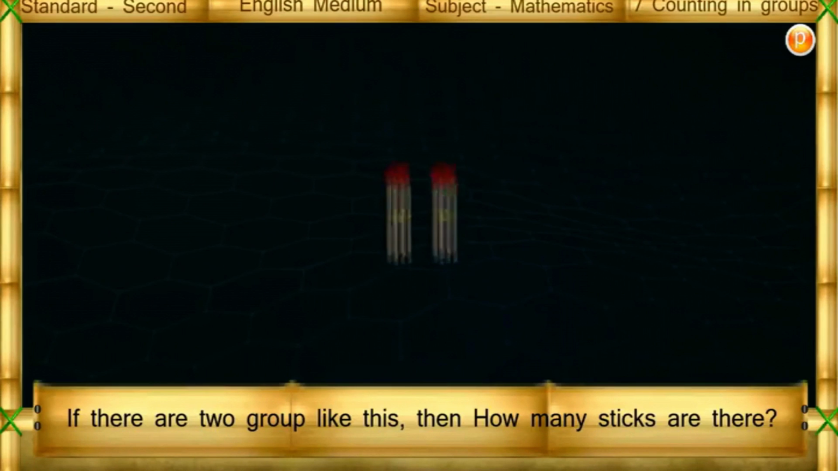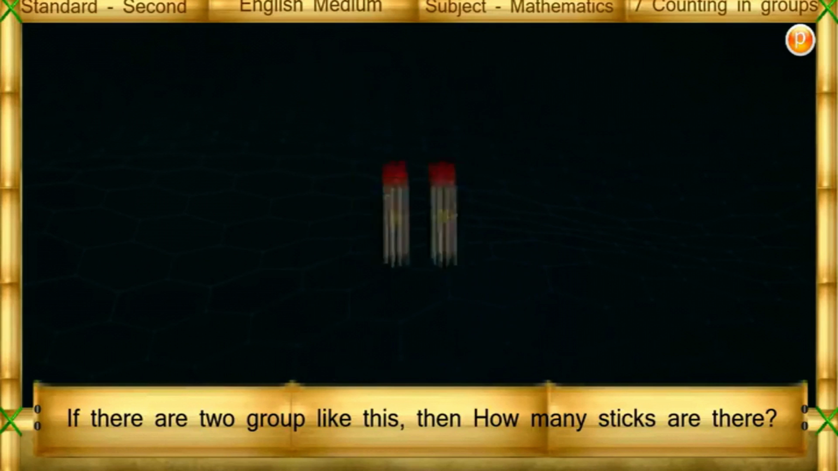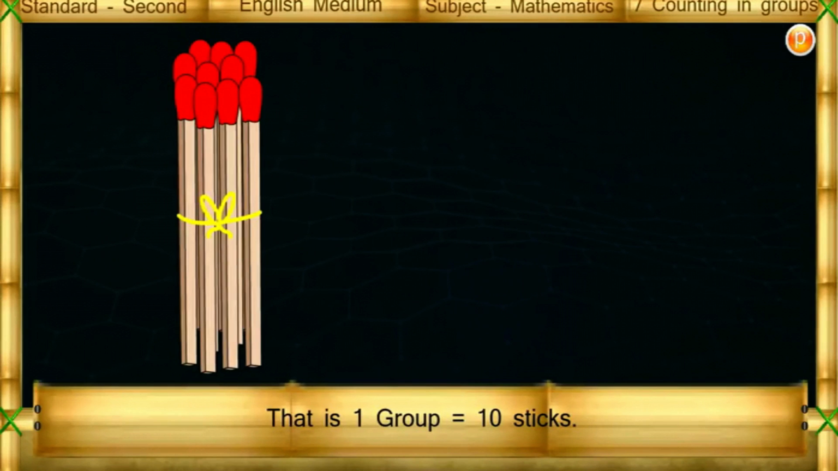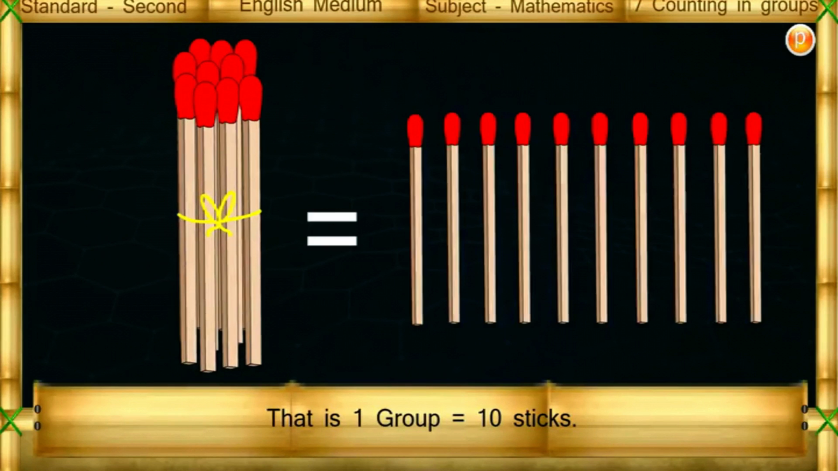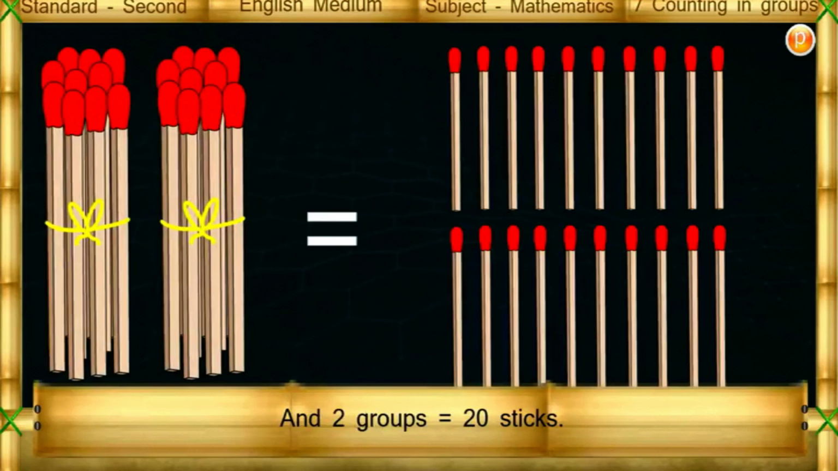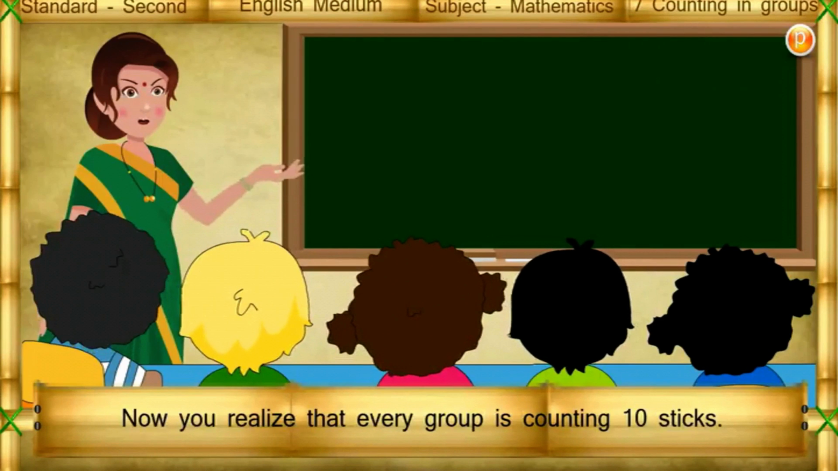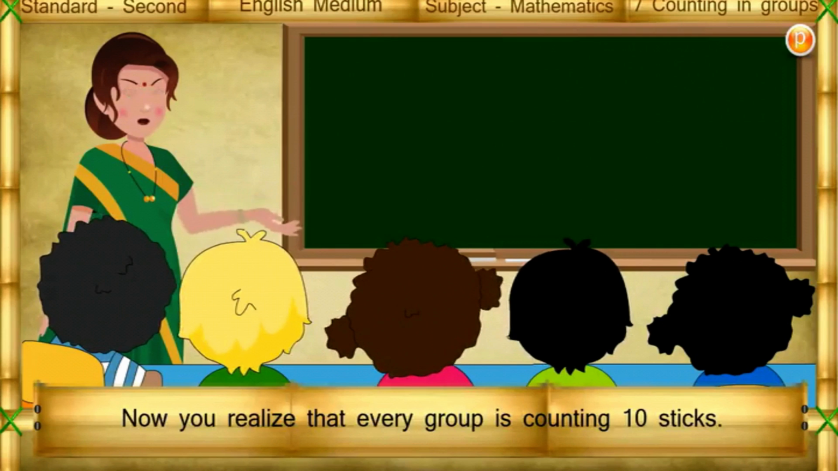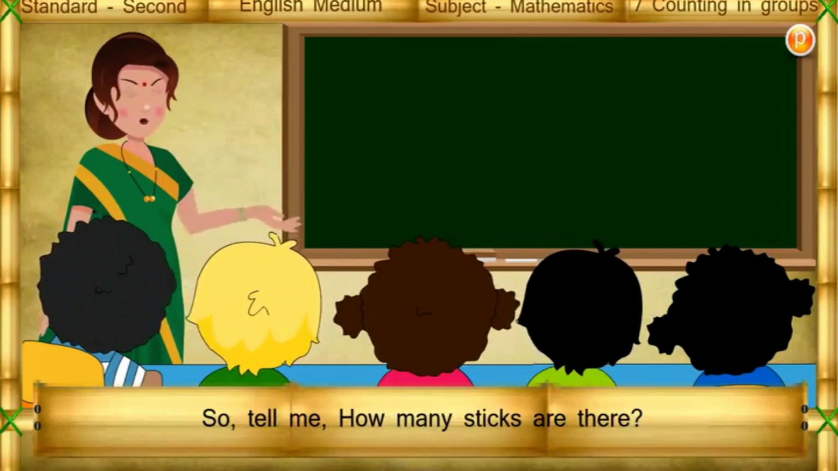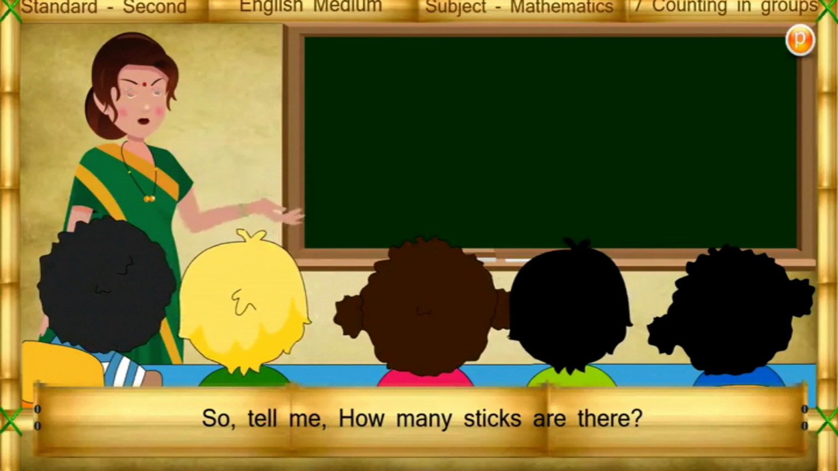If there are two groups like this, then how many sticks are there? That is, one group equals 10 sticks and two groups equals 20. Now you realize that every group is counting 10 sticks. So tell me, how many sticks are there?